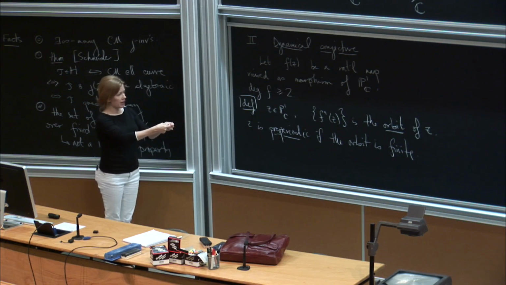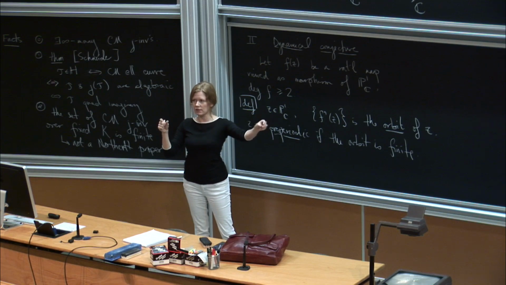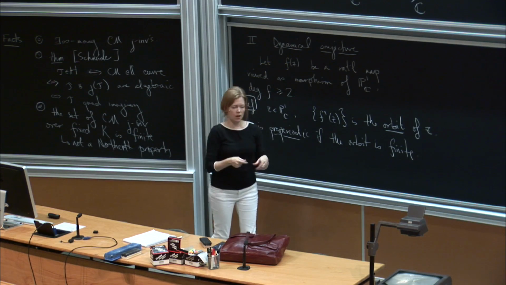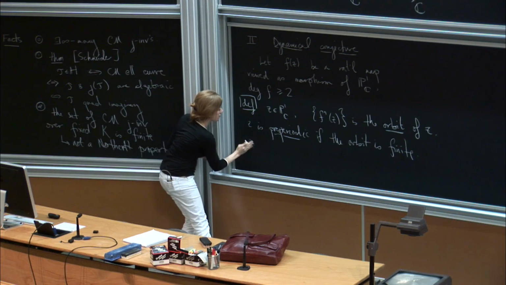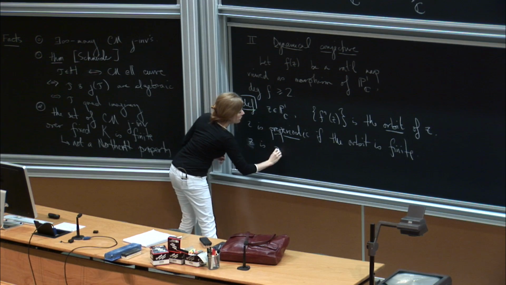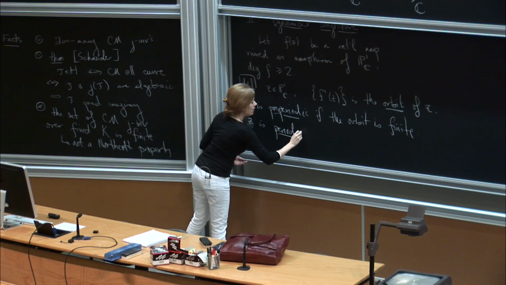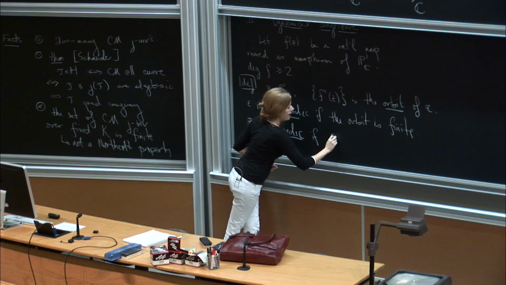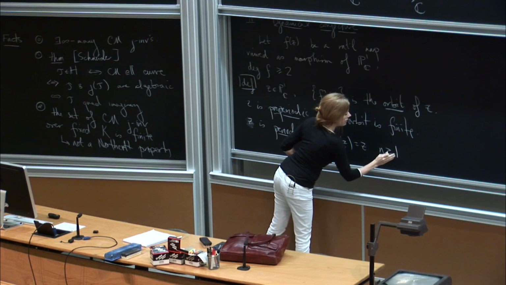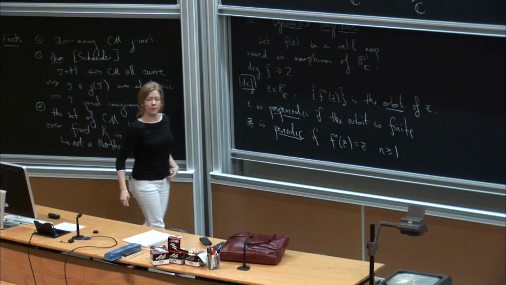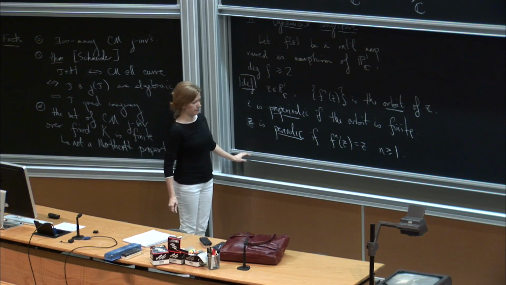If the orbit is finite, what that means is that eventually this sequence has two elements that coincide, right? So eventually we land in some cycle. If the point itself is in that cycle, we say that it's periodic. So z is periodic if, say, f^n of z equals z for some n greater than or equal to 1. Okay? So z coincides with some forward iterate of itself under the map f.